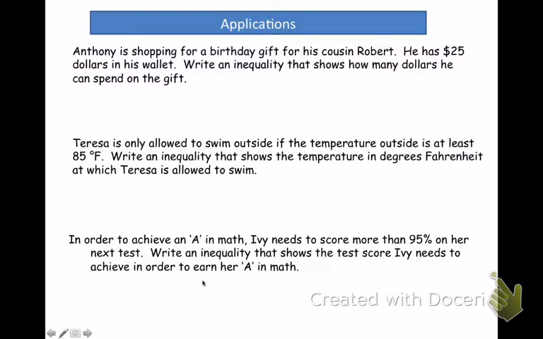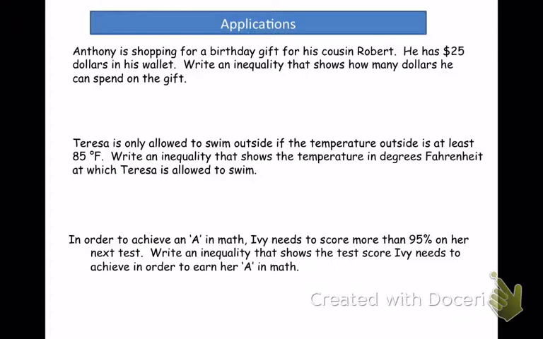So we have our first one. Anthony is shopping for a birthday gift for his cousin Robert, who has $25 in his wallet. Write an inequality that shows how many dollars he can spend on the gift. So I want you to try all 3 of these actually, and pause this, and then come back and look at the answers.